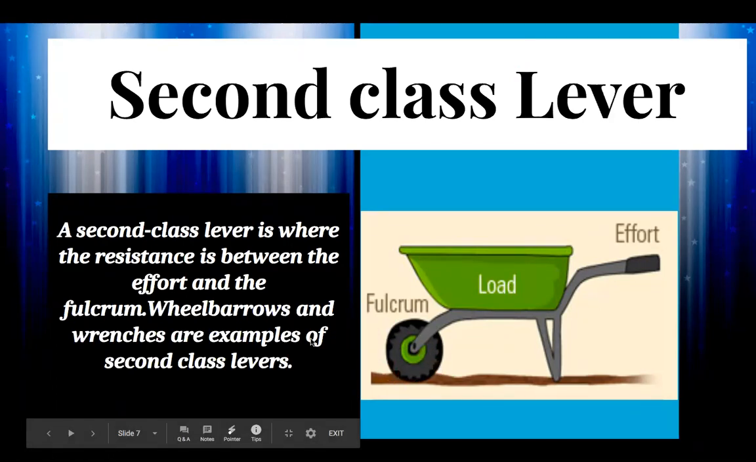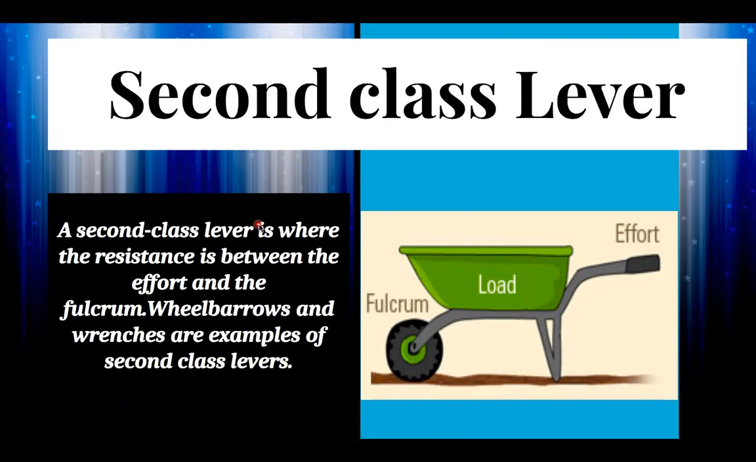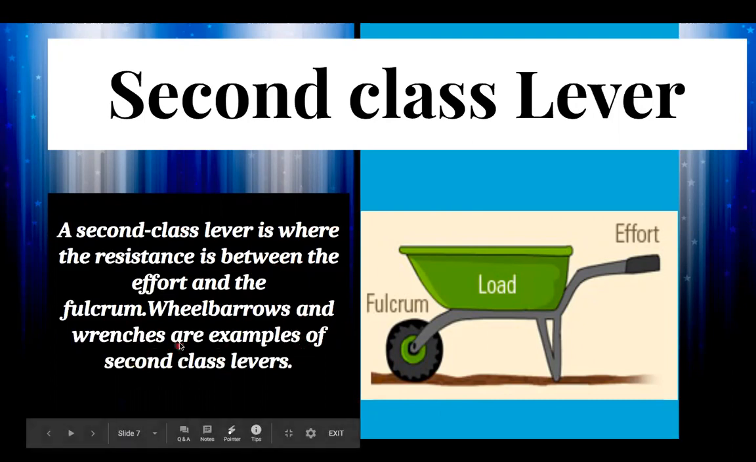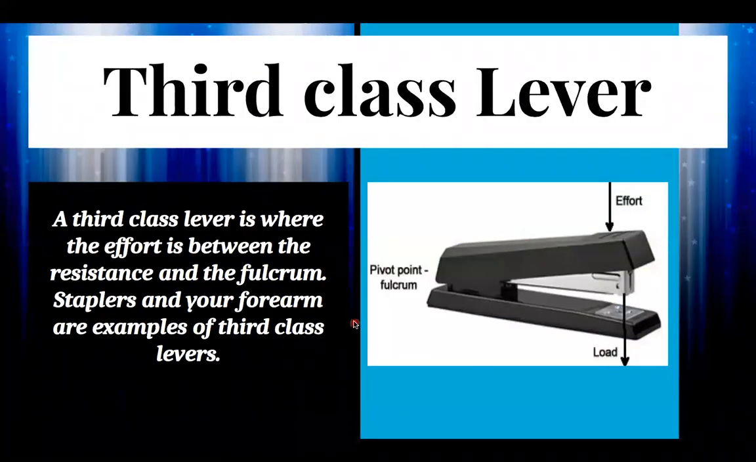Okay, and we are putting our effort to move it, and the fulcrum is helping us by being a wheel. Okay, understood? So the second class lever is where the resistance is in between the effort and the fulcrum. Wheelbarrows and wrenches are examples of the second class lever. Okay, this is a very easy thing you should understand. Okay, in the next slide we have the third class lever.